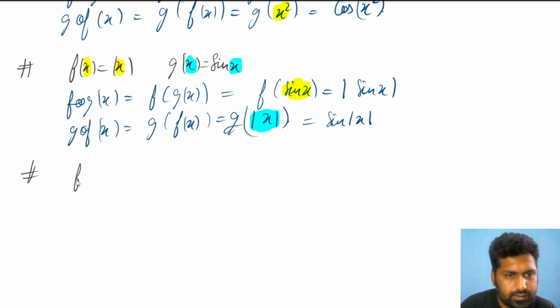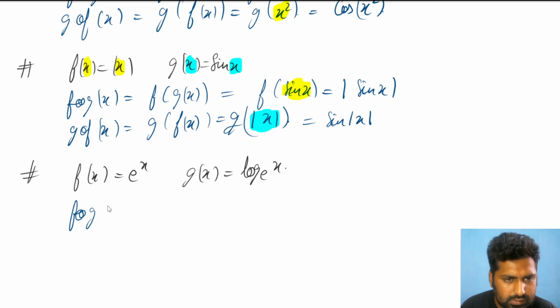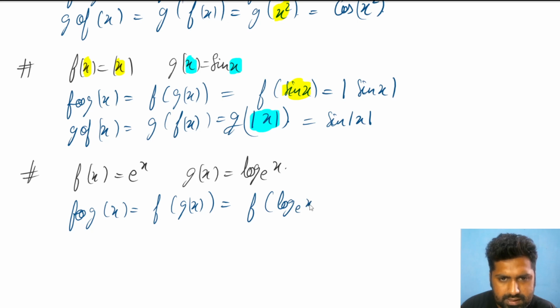Next, let's look at this: f x is e raised to power x, and g x is log base e x. So now fog. Now fog x is f of g of x. That means f of g of x is log base e x. Now what do we do? In f x, replace every x with log x.